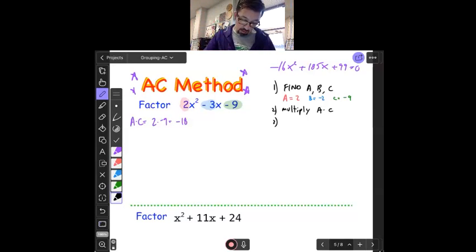Okay, so we're going to find 2 numbers whose product is AC and whose sum is B.